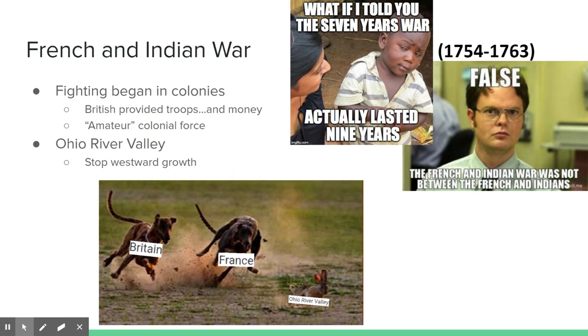When fighting does begin in the colonies, the American troops are not considered a strong force yet. They're considered very amateur, and so the British provided troops. And two things happened. One, the colonists didn't like that. They thought that was kind of a slap in the face, and so their pride was injured a little bit. But it also is going to have a lasting effect on the French.